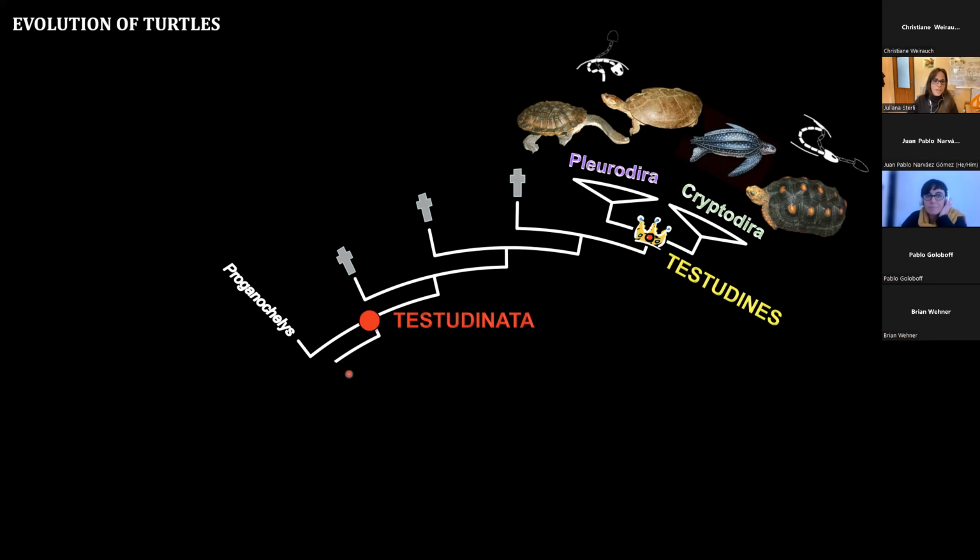In the stem of the Testudines, we have a bunch of extinct taxa that are located in the stem, and the oldest representatives are from the late Triassic, here represented by Proganochelys. So all this total group is recognized as Testudinata. The main synapomorphy of this clade is the shell, as I was mentioning before.